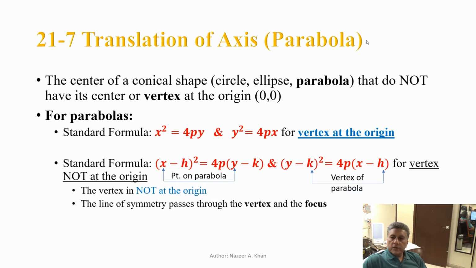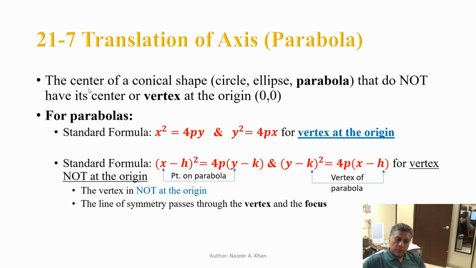This particular lecture is on translation of axis in regards to a parabola. The last lecture that I did was translation of axis with an ellipse. Now, they're basically the same sort of idea. Translation of axis just means that the center or the vertex is not at the origin. The origin is at 0, 0.